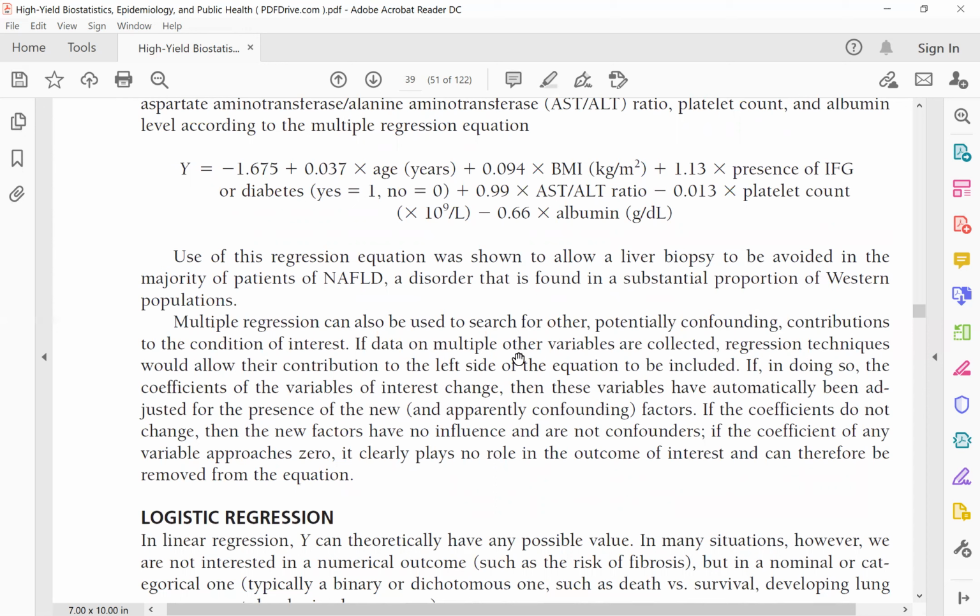So multiple regression can be used to search for other potentially confounding contributions to the condition of interest. So, multiple regression for confounding variables. If data on multiple other variables are collected, regression techniques would allow their contribution to the right of the equation to be included. If in doing so the coefficient of the variables of interest change, then the variables have automatically been adjusted for the presence of new and apparently confounding variables. If the coefficients don't change, the new factors have no influence and are not confounders. If the coefficient of any variable approaches zero, it clearly plays no role in the outcome of interest and can therefore be removed from the equation.